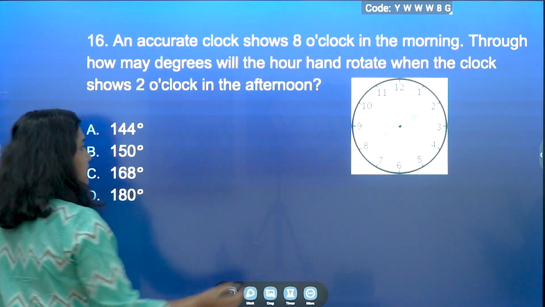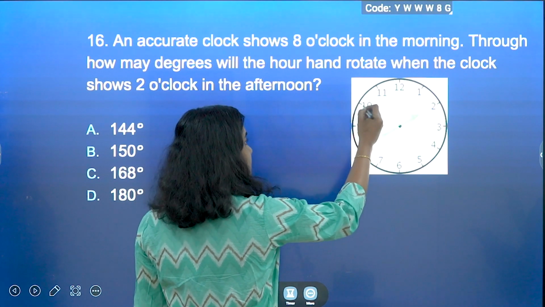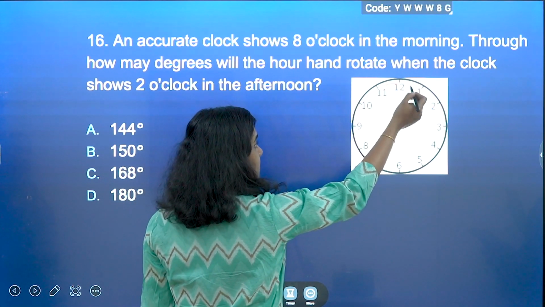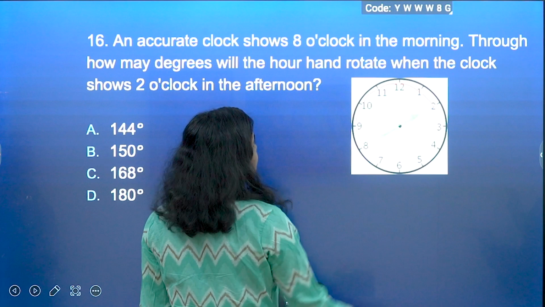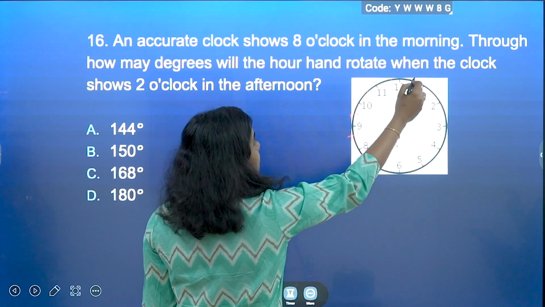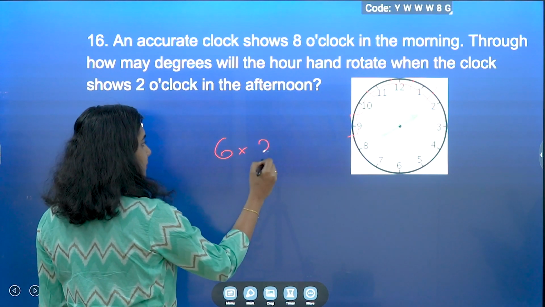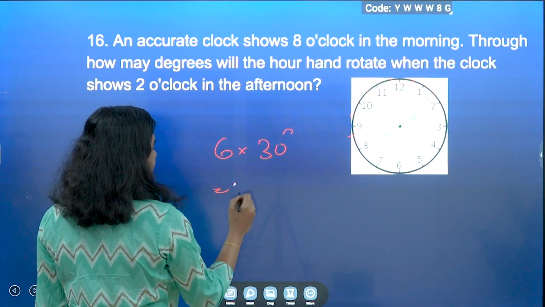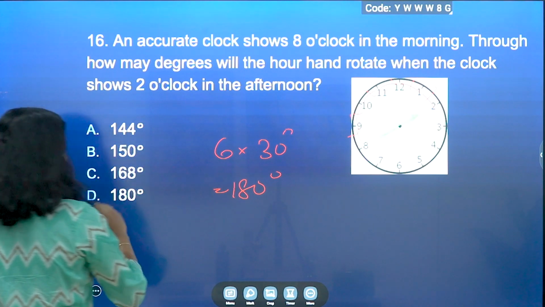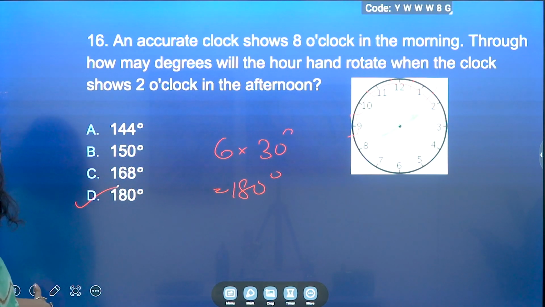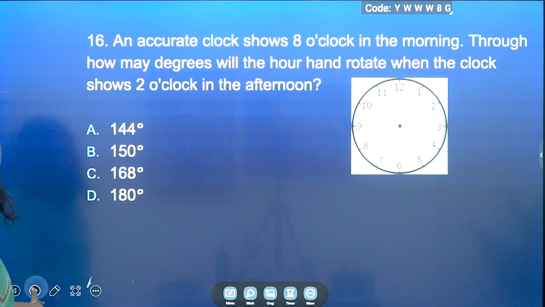So first this is 30 degrees, this is 30 degrees, this is 30 degrees, this is also 30 degrees and 30 degrees. So there are 6 parts of 30 degrees, right? So 6 into 30, you will get 180. So 180 is our answer. Okay. So moving on to the next.